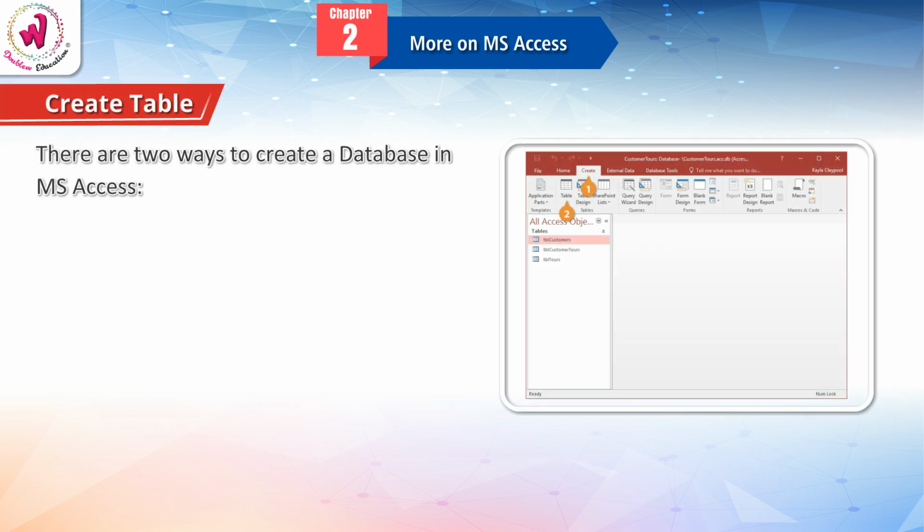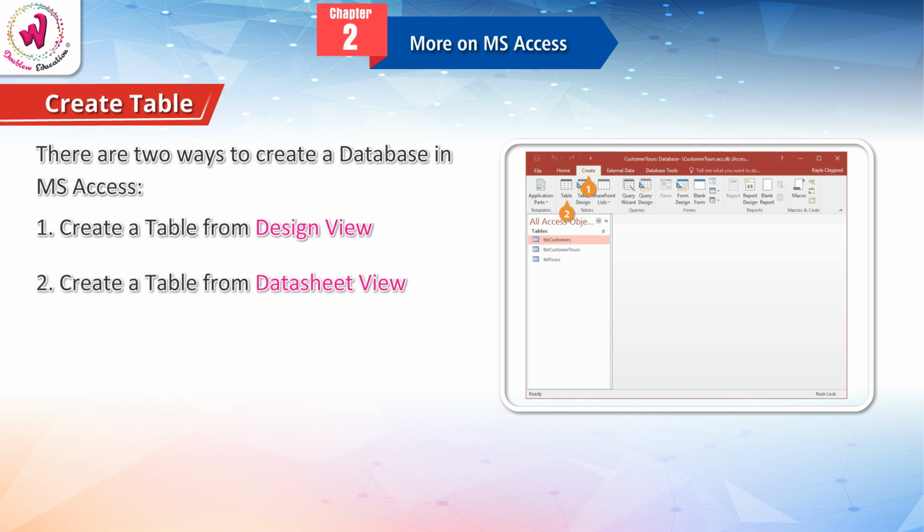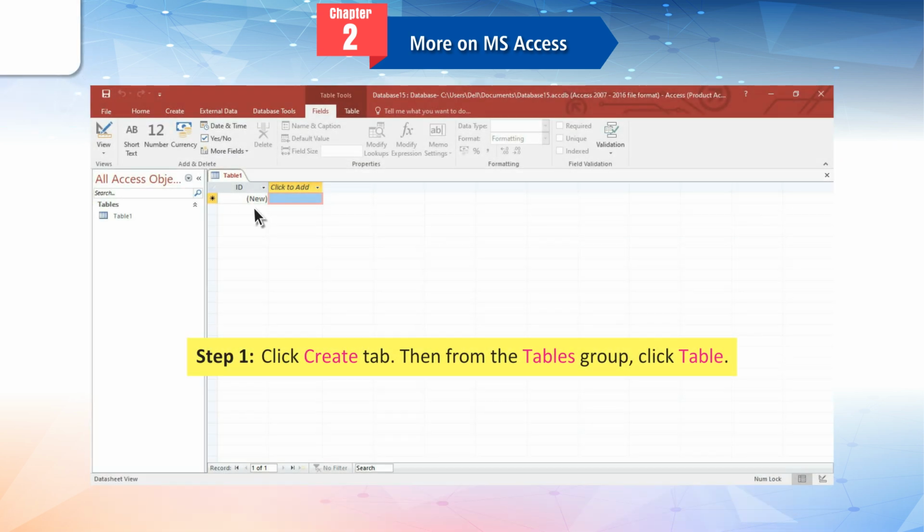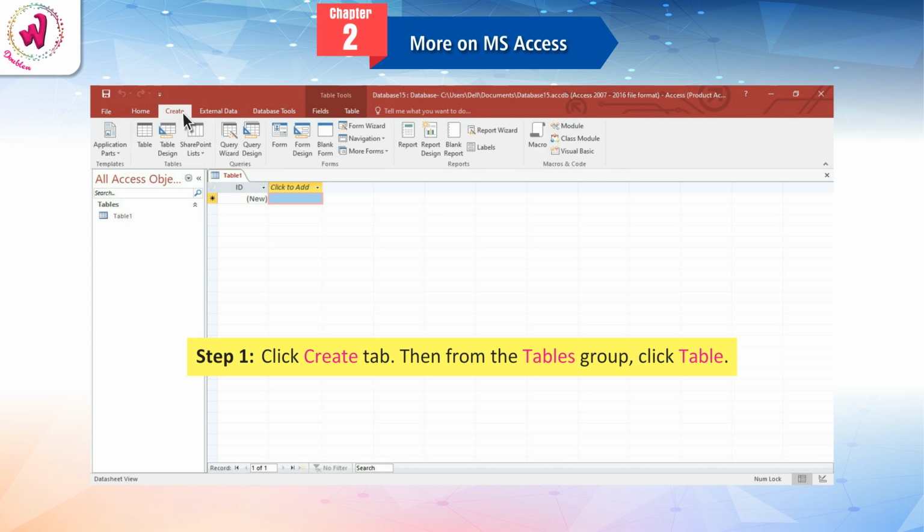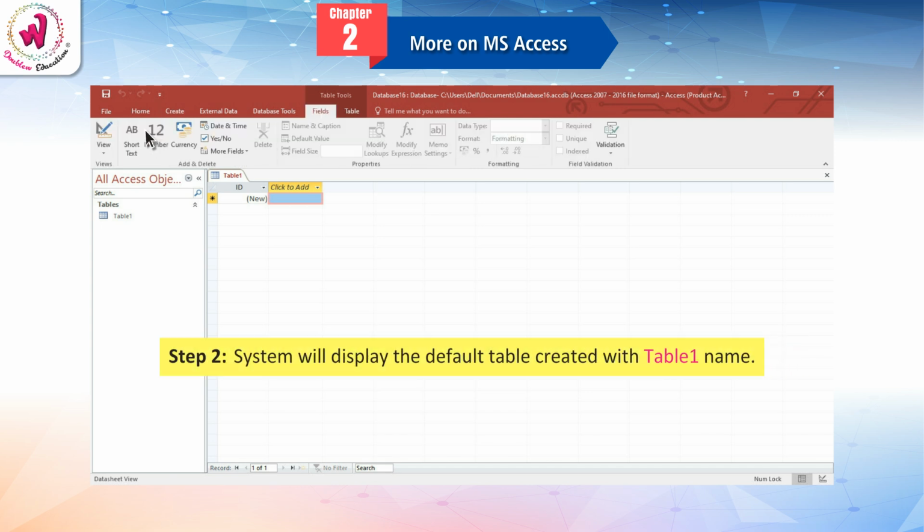Create table. There are two ways to create a table in MS Access. 1. Create a table from design view. 2. Create a table from datasheet view. Create table, datasheet view. Step 1. Click Create tab, then from the Tables group, click Table.